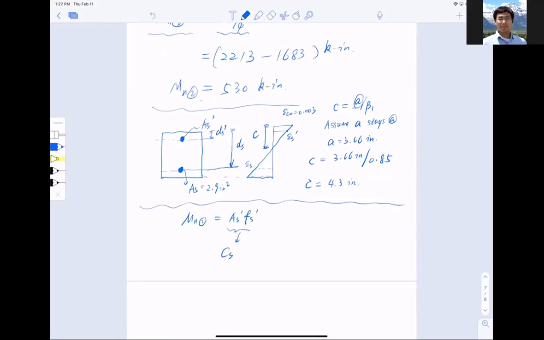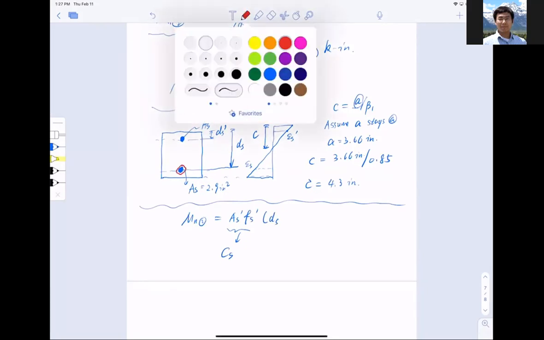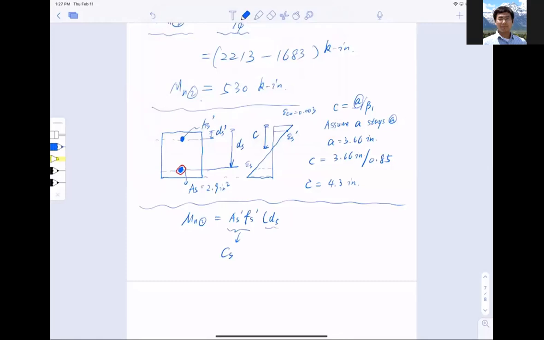All right, compression force by steel, and multiply the distance, which is ds, because we're summing the moment. We're summing the moment with respect to the bottom steel here, okay? So ds minus ds prime. Okay, we already know Mn2 by previous calculation, right?